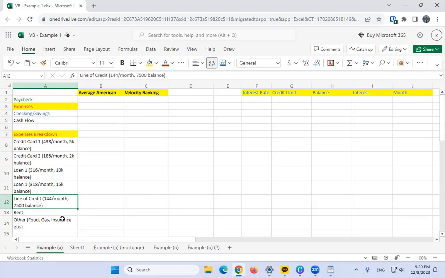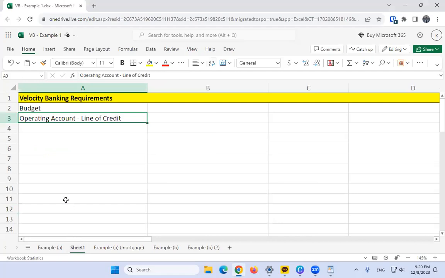So we're going to do a quick Friday demo, have some fun with Velocity Banking. Just as a quick review before we start, what are the two requirements we need to do Velocity Banking? Number one is the budget. The budget is going to tell us where our money is going and how it can easily pay off each of our debts. And once our debts are paid off, that frees up our cash flow, right? Number two is the operating account, the line of credit.